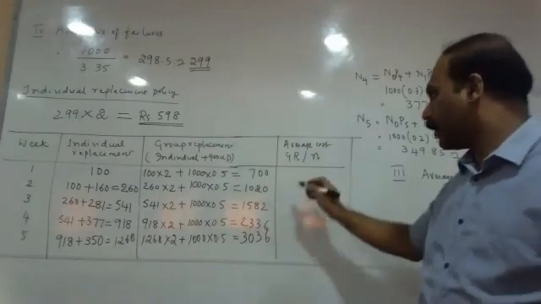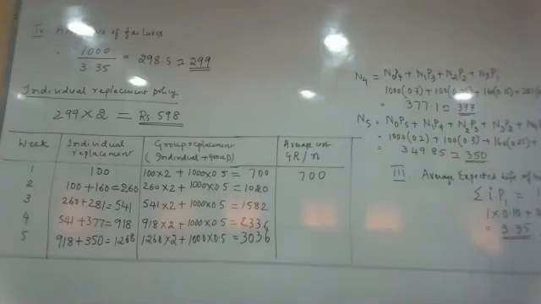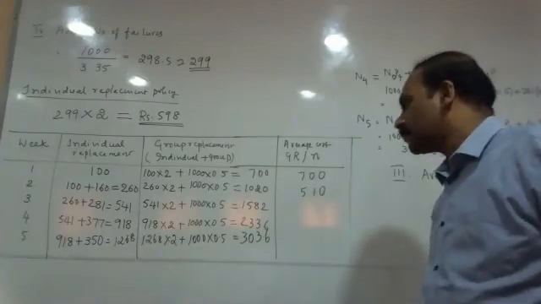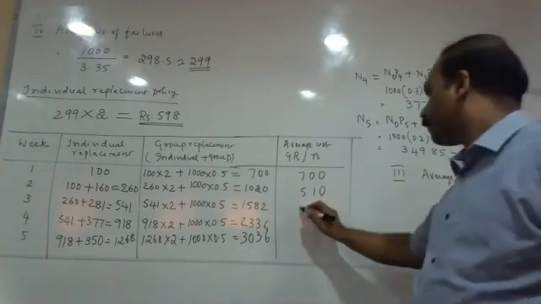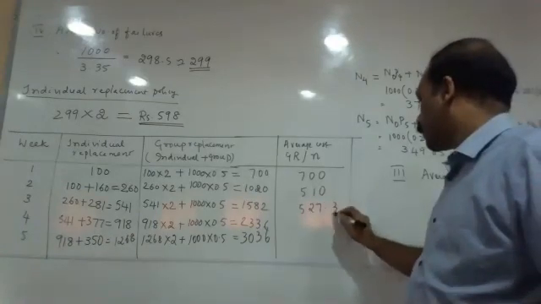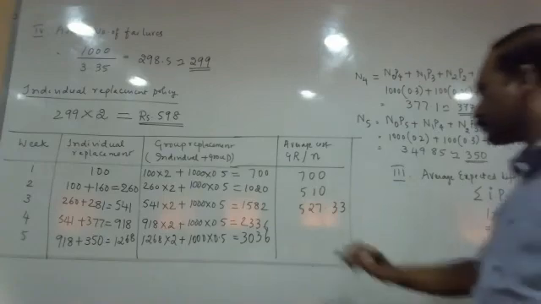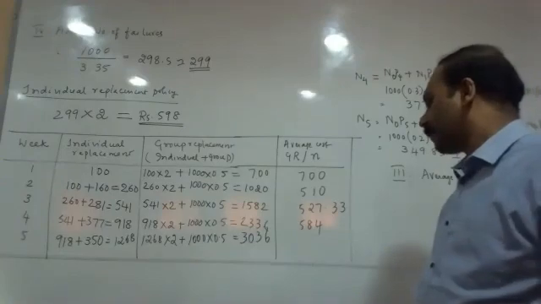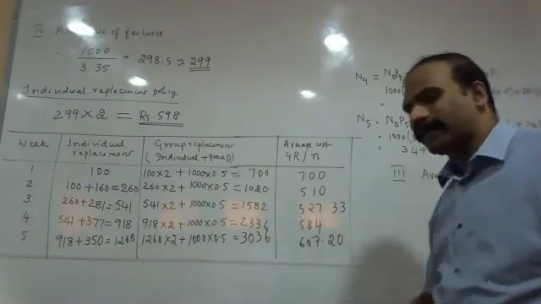700 divided by 1, obviously you will get 700 only. Second week, 1020 divided by 2 is 510. Third week, 1582 divided by 3 is 527.33. Fourth week, 584. And fifth week, 607.2. Okay, so this is the final answer.